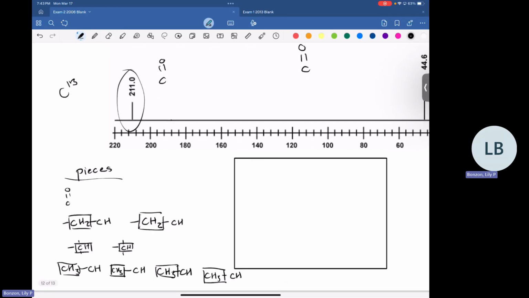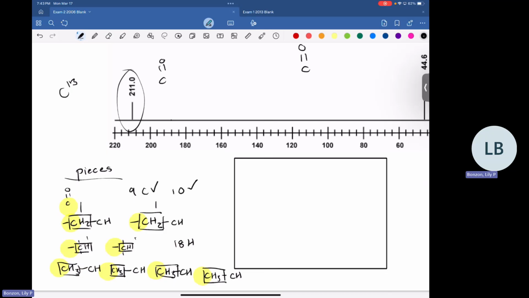So I've got 1, 2, 3, 4, 5, 6, 7, 8, 9 carbons. So that's good. We have 1 oxygen. That's good. And then we have 2, 4, 6. 6 plus 12 is 18. So we have 18 hydrogens. So these pieces all account for everything that we need. So that's actually pretty good. And so now it's just a matter of putting everything together.